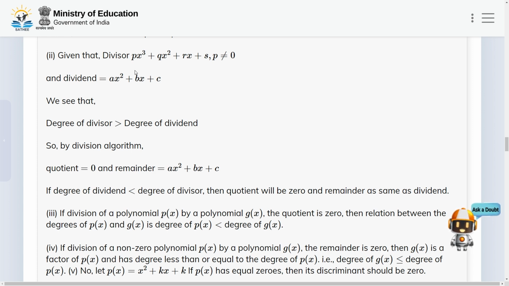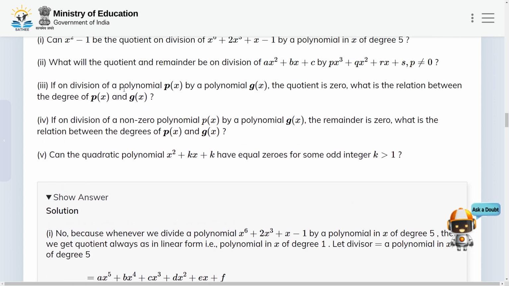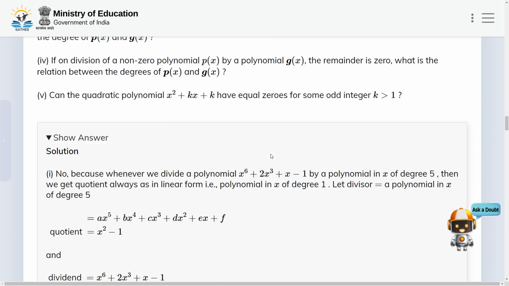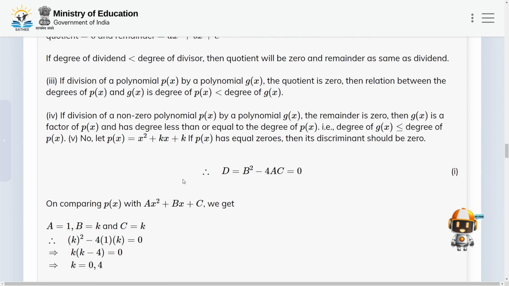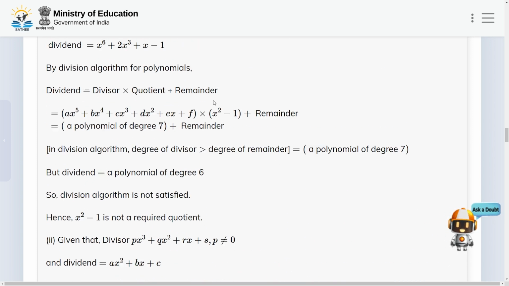So by the division algorithm, the quotient is equal to 0 and the remainder is equal to ax square plus bx plus c. If the degree of the dividend is less than the degree of the divisor, then the quotient will be 0 and the remainder will be the dividend itself. Okay, and then let us see the next one.